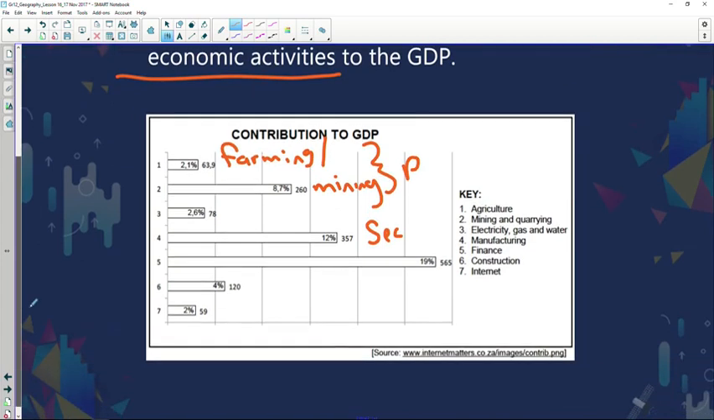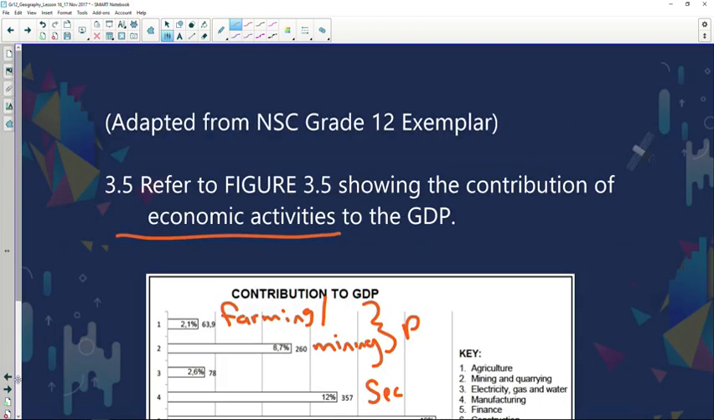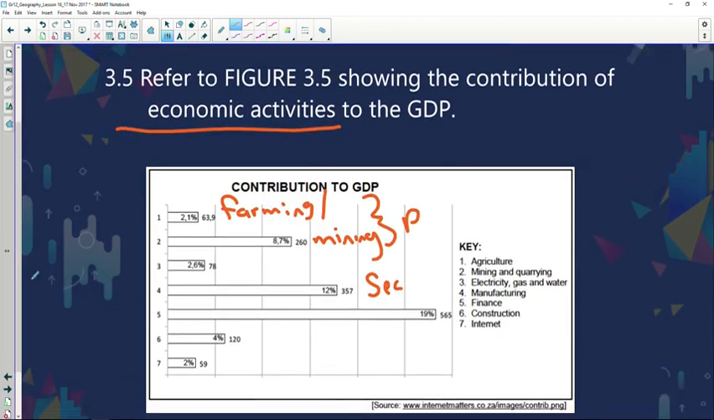Now quickly look at the questions that follow. Which economic activity contributed the highest percentage to the GDP? If you look at the graph, number 5, situated over there, 19% is finance.